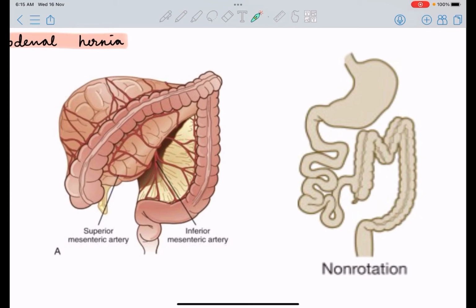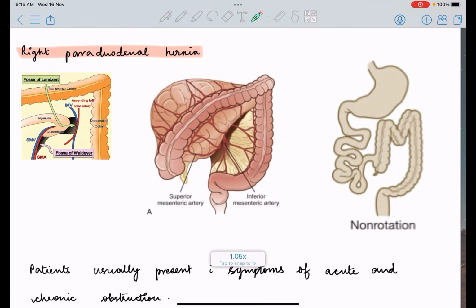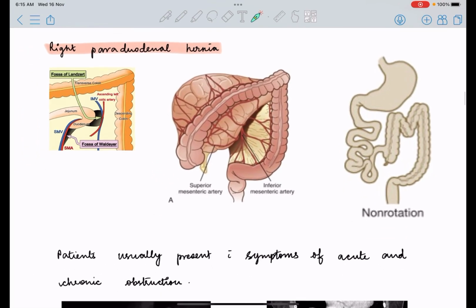That is how this hernia is actually reduced. Just like all obstructed hernias, the internal hernias also present with symptoms of acute and chronic obstruction, that is difficulty in passing flatus and difficulty in passing stool, abdominal distension, bilious vomiting, even sepsis if strangulation ensues.